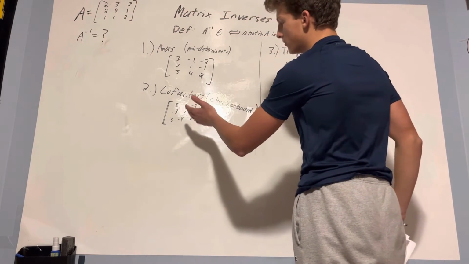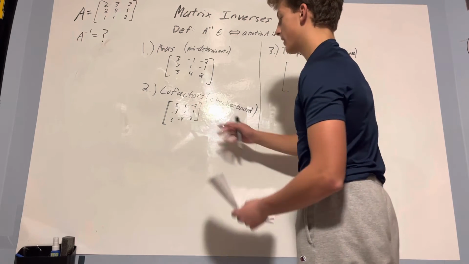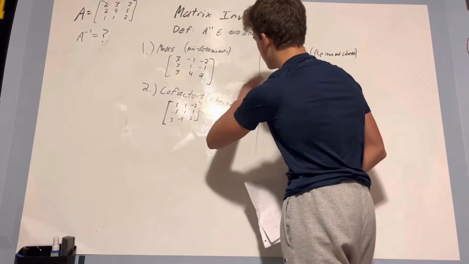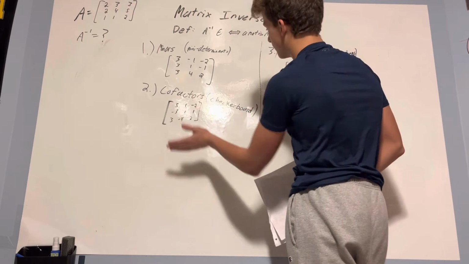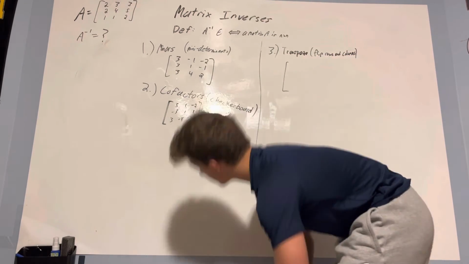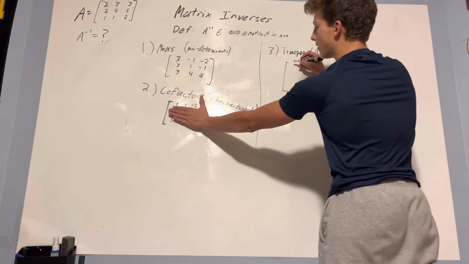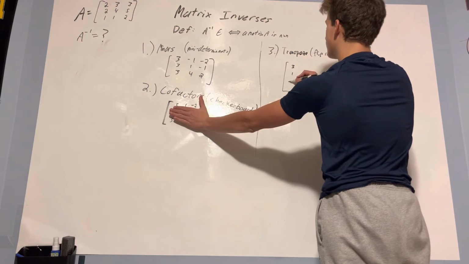you could do it one of 2 ways. You could either first look at the columns and make the first column the first row, or look at the first row and make it the first column. So let's just look at the first row. So 3, 1, negative 2, and we're going to make that our new first column.